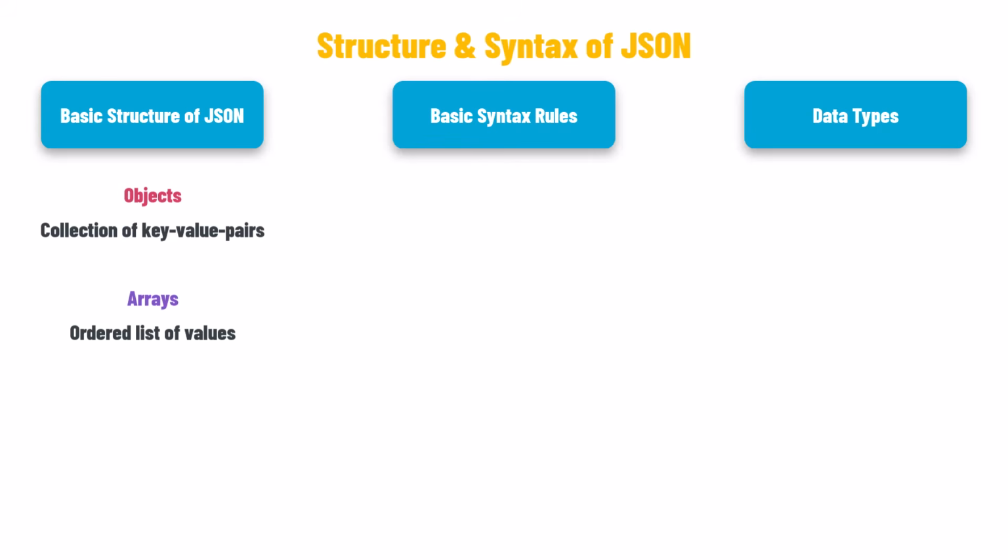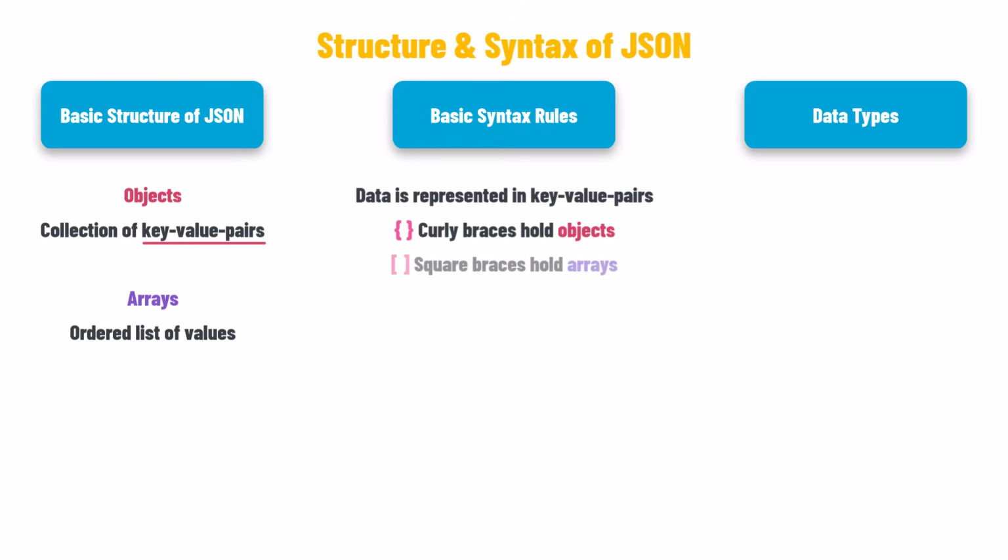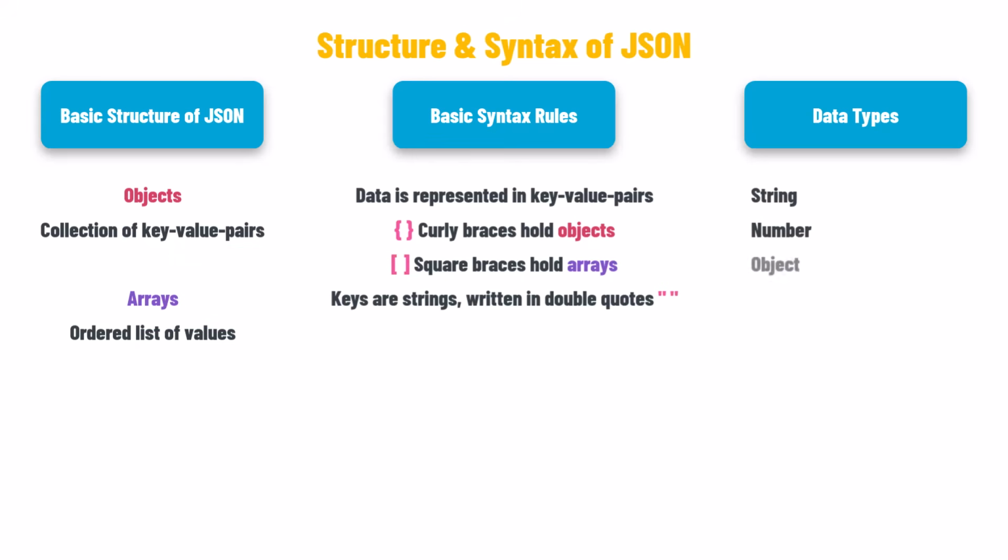Let's move on to the syntax rules. There are different rules you have to follow in case you want to create a JSON object. Data is represented in key-value pairs. Curly braces hold objects, key-value pairs. Square braces hold arrays, lists of values. Keys are strings, written in double quotes. Values can be strings, numbers, objects, arrays, Boolean or null. These are the data types we can use to write JSON. Each key-value pair is separated by a comma.